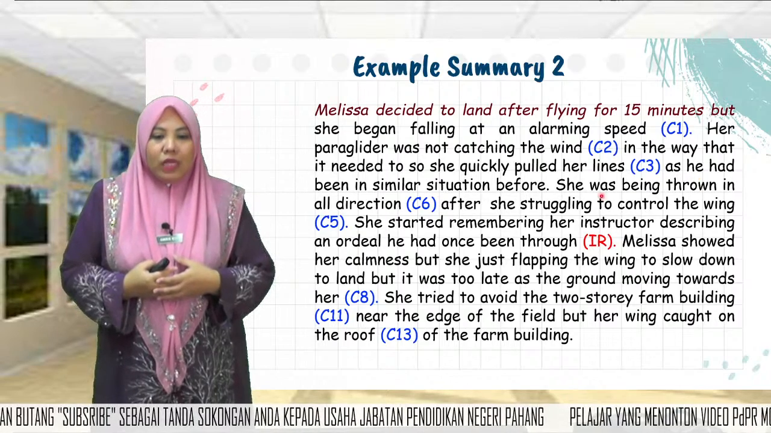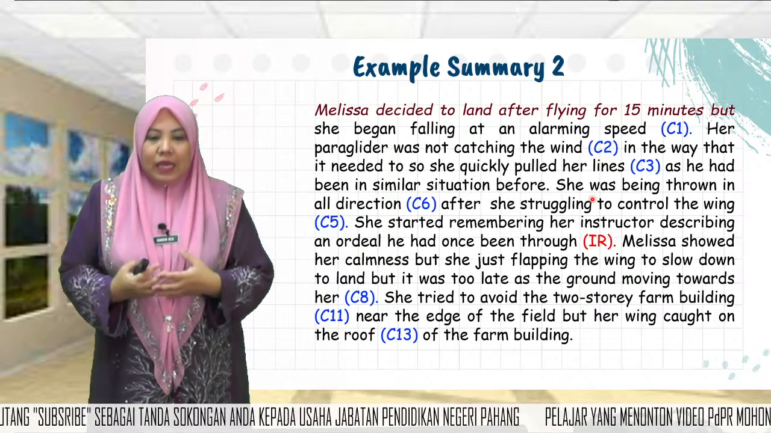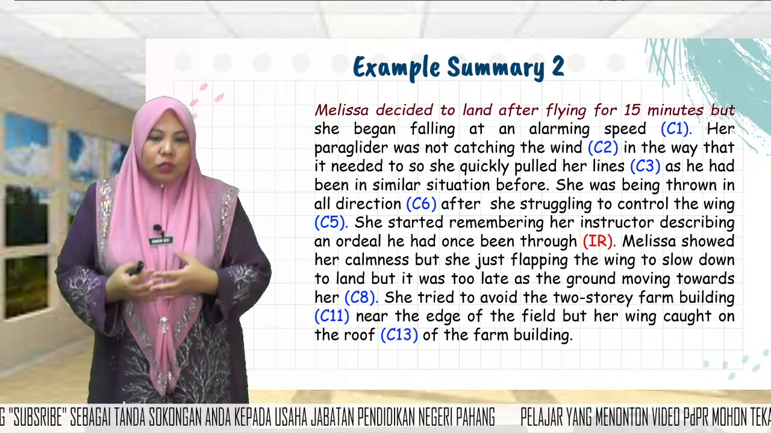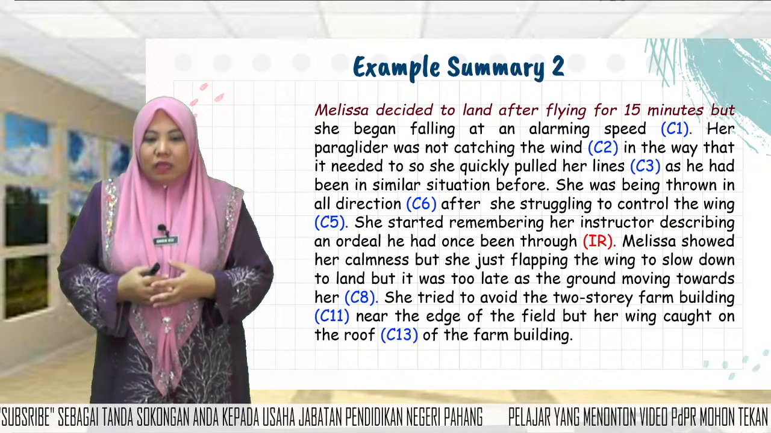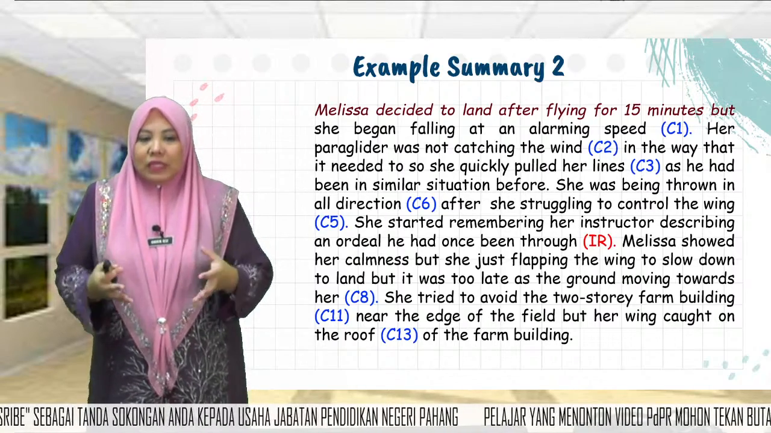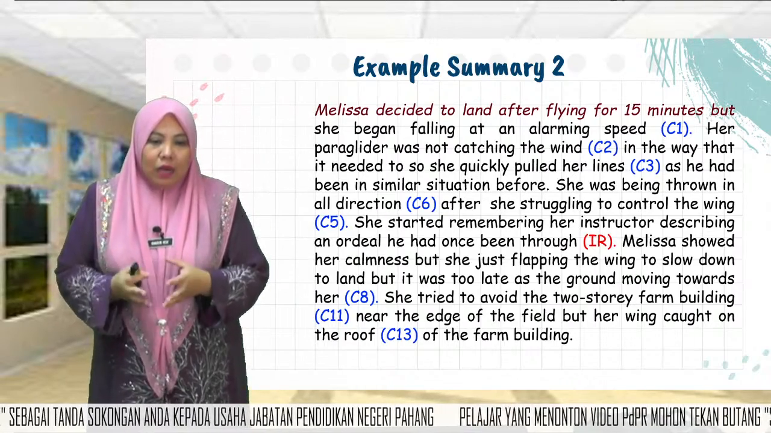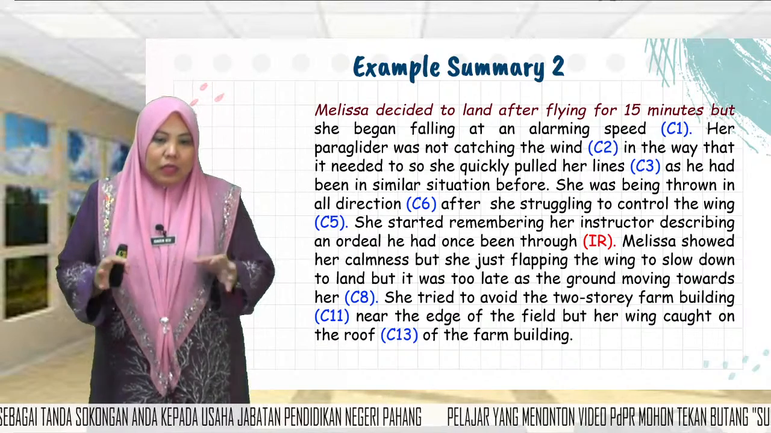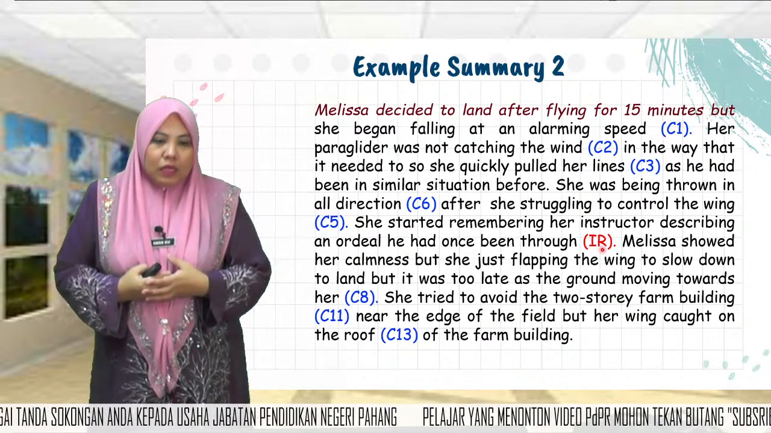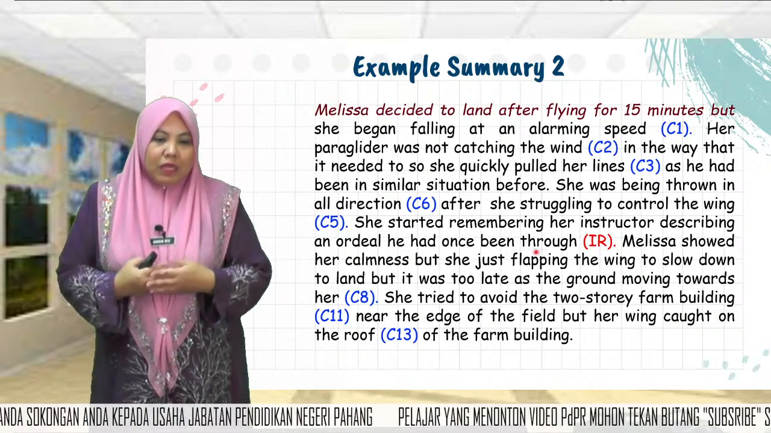Okay, so she was being thrown in all direction after she struggling. Okay, again, another error. There should be after she was struggling to control the wing. Okay, that's C5. She started remembering her instructor describing an ordeal he had once been through. So if you notice, I wrote IR. IR means irrelevant point. Since this is not a content point, it is irrelevant. Marks will not be deducted. However, it will not be counted as a point.